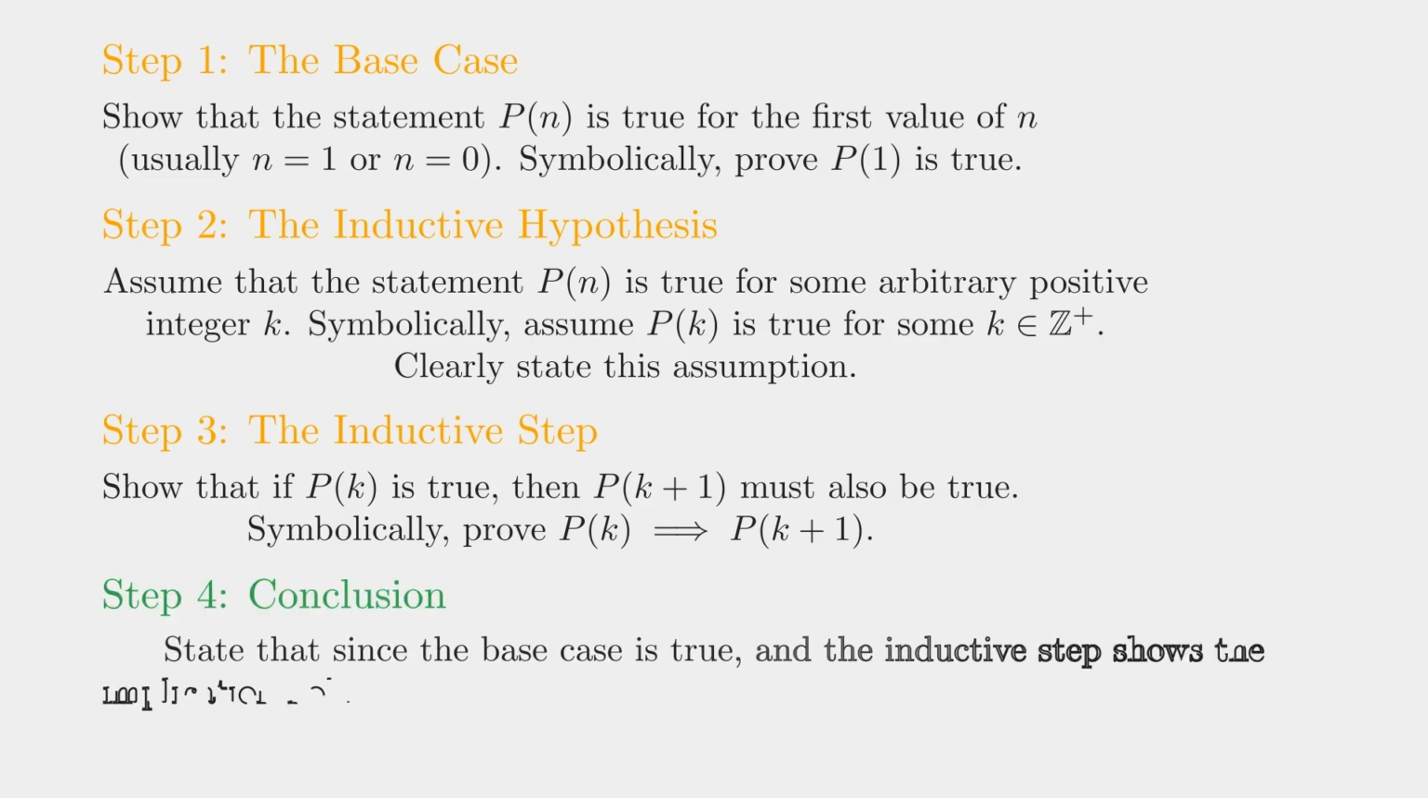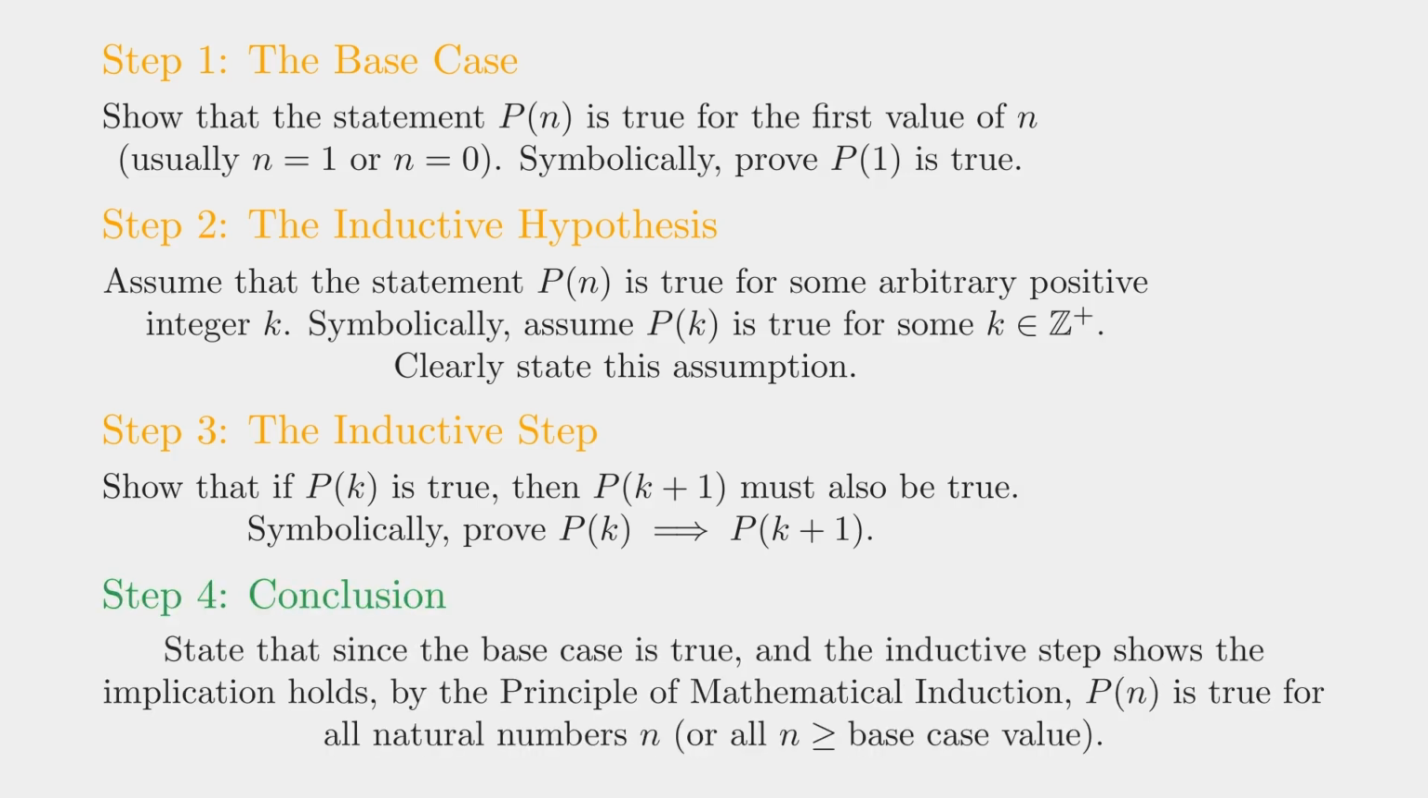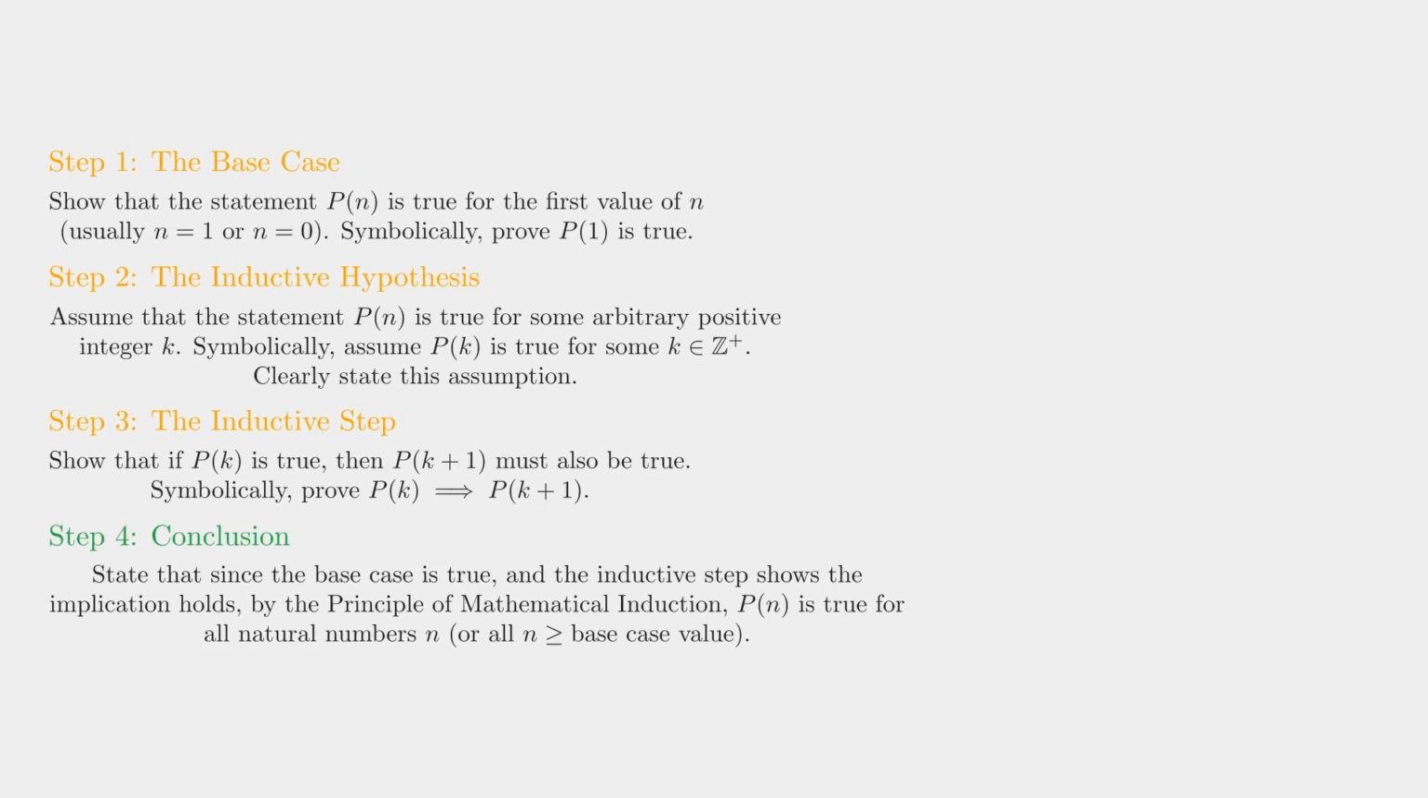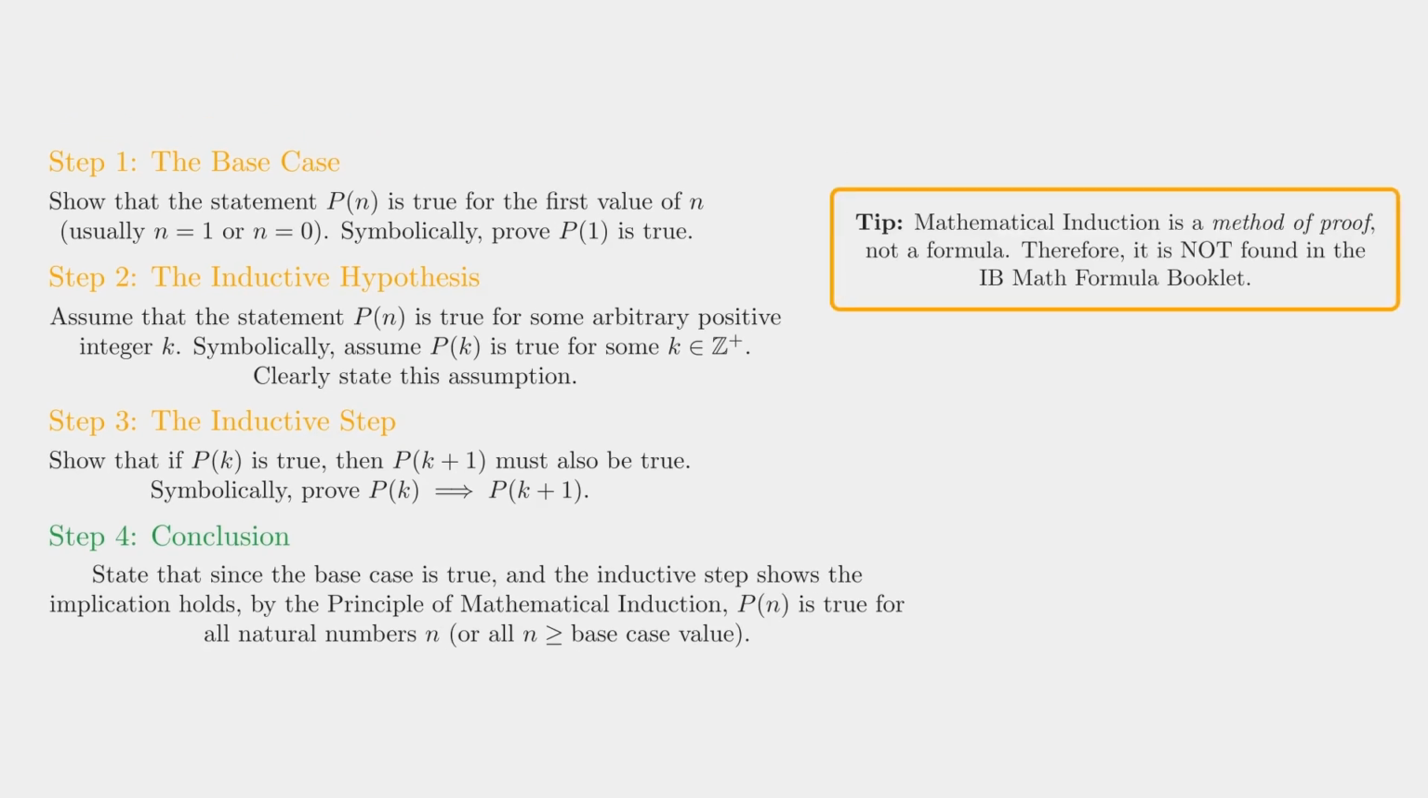And finally, step 4, the conclusion. Once these steps are complete, we conclude by stating that since the base case is true and the inductive step shows that the implication holds, by the principle of mathematical induction, the statement P of n is true for all natural numbers n.